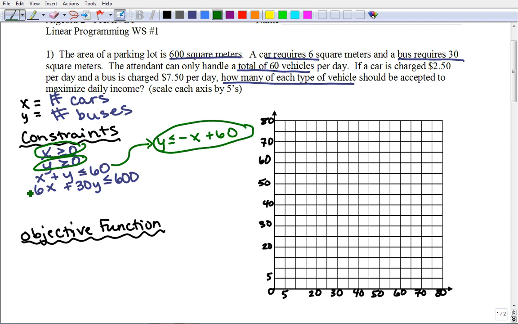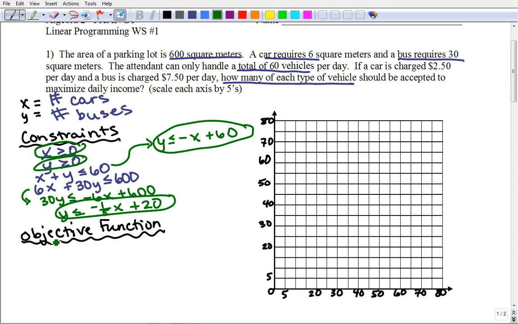And then as far as this one goes, a couple of steps. First of all, let's subtract over the 6X. So we have 30Y is less than or equal to negative 6X plus 600. Then when we divide everything by 30 to get Y by itself, we'll get Y is less than or equal to negative 1/5 X plus 20. Okay, so now we have 4 things that we are able to graph.